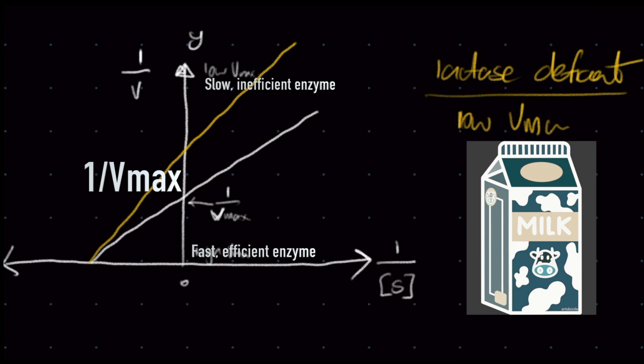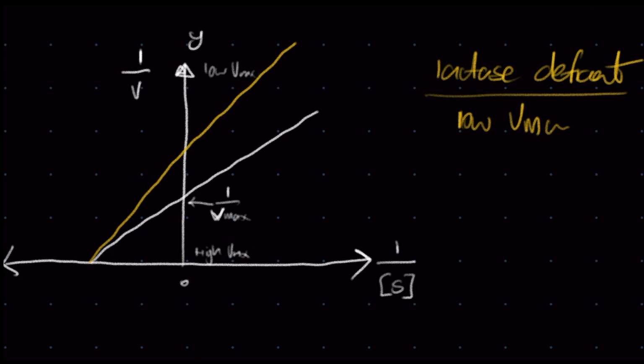Fun analogy: imagine Vmax as the number of lanes on a highway during rush hour. The more lanes you have, the higher the Vmax, and the faster everyone can get through. But if you're lactose intolerant, it's like having only one lane: everything backs up and you get symptoms. Lactase supplements open up more lanes.